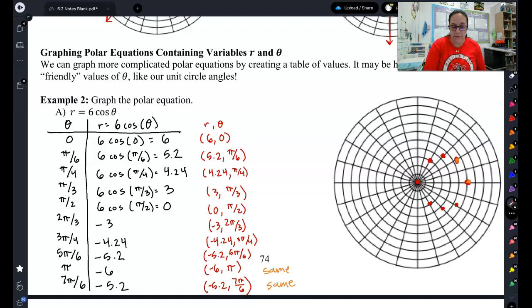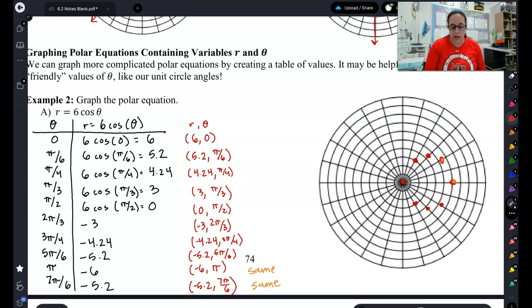If there are any different, I would check your calculator work. You might have typed it into your calculator wrong. If all your points are the same, but your graph looks different, I would check how you graph them. A couple things to remember. Negative radius means to go in the opposite direction.